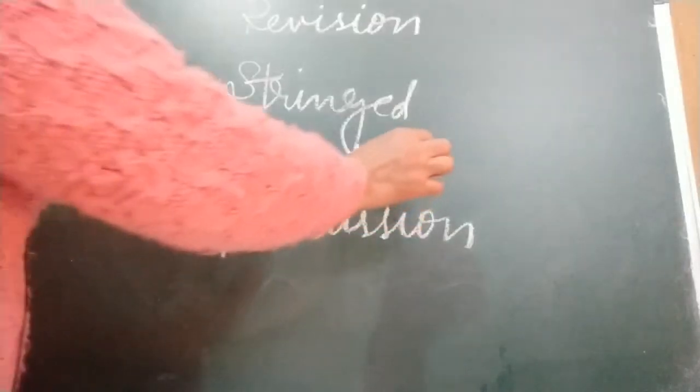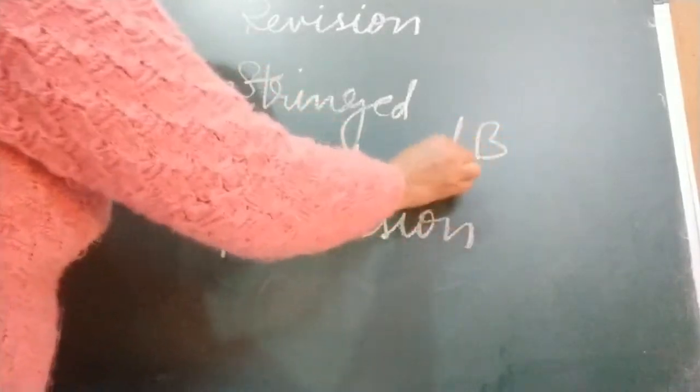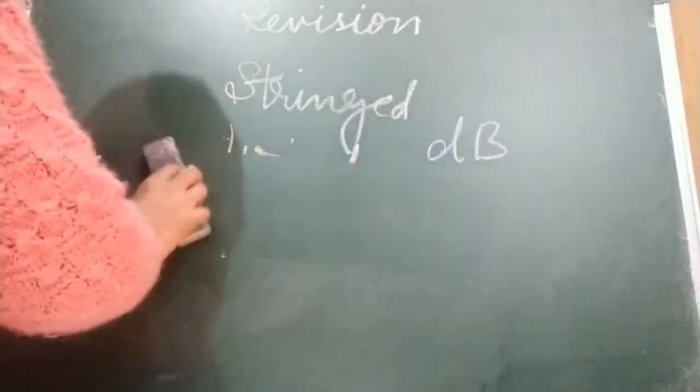We measure the loudness of sound. The unit used to measure loudness of sound is called decibel. We write it like this: small d, capital B, dB. Decibel. Now, what are the major sources of sound pollution? Road traffic, air and rail traffic, neighborhood and domestic noise, and noise from industries. So these are the sources of noise pollution.